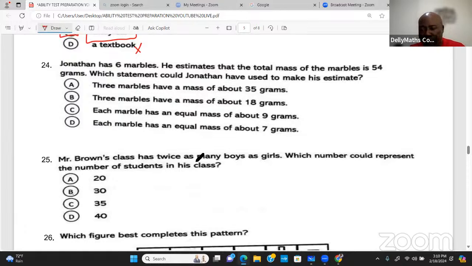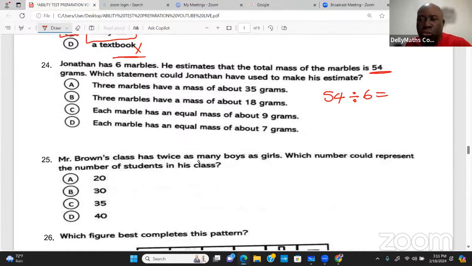Question 24. All right. Question 24 says, Jonathan has 6 marbles. We want to pay attention to that. He estimated that the total mass of the marbles is 54 grams. Which statement could Jonathan have used to make his estimate? So we're saying that he has 6 marbles, and the 6 marbles weigh 54. The logical thing is to take that 54 and divide it into 6 equal pieces. So you should know your timetable, though. Everybody should know their timetable.